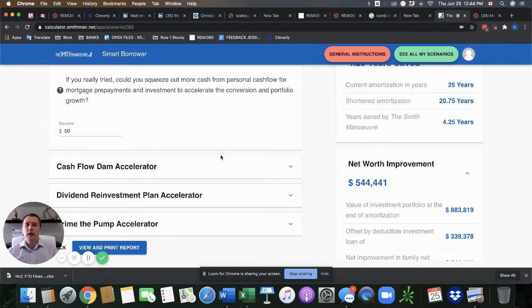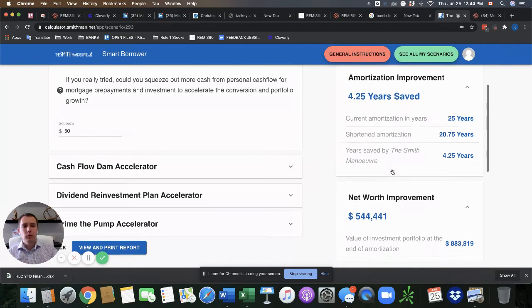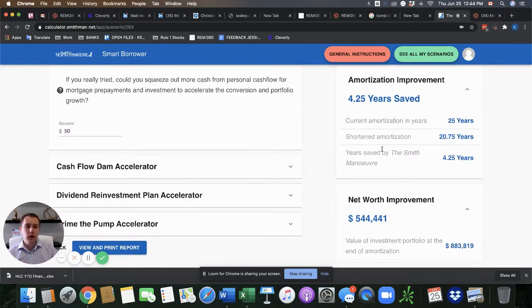I will not cover cash flow dam here, or the dividend reinvestment plan, or other accelerators. This is the minimum of what I promise people: that you'll be able to shave off your mortgage 5, 10, maybe 15 years. If you have any rental properties, it's maybe down to 5 to 8 years where you'll be able to pay off your mortgage. And also you can build up your net worth by at least $450,000.